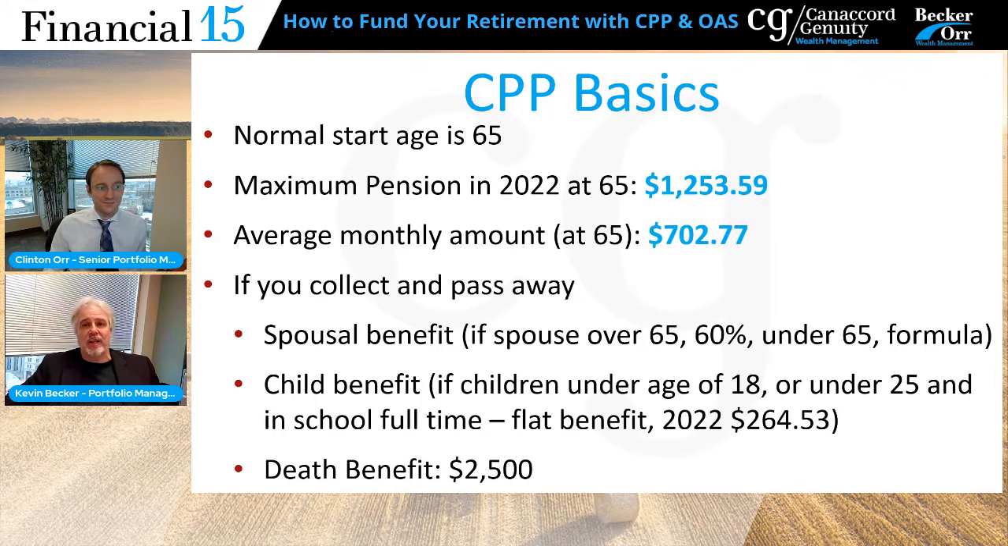Other than that, normal start age is 65. We have, again, updated here what the maximum pension for 2022 is. We've done our previous videos that have 2021 or previous. So you're now at $1,253.59, but that's not what the average monthly person gets. As we see at 65, it's about $702, about $500 less than the maximum. Now, if you collect and pass away, as we mentioned, there are spousal benefits. There's a child benefit and a flat benefit for them. And there's also a death benefit. So these are, again, ones we've ramped up before. We've talked about them.